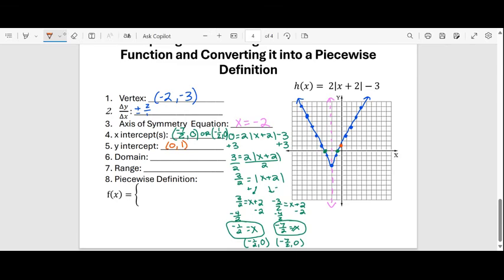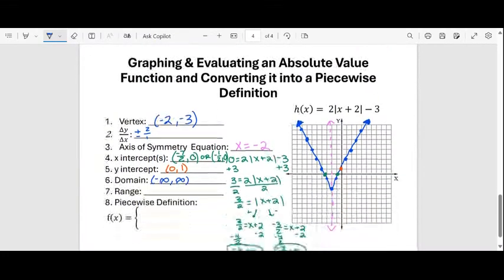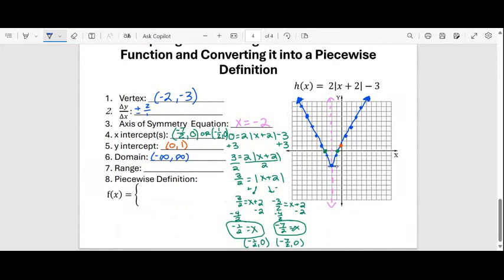Your domain, these things go on forever and ever, right? So your domain is going to be positive and negative infinity because left and right, there's no limits. And then your range, it bottoms out here at negative 3, right? And it's from negative 3 and up.